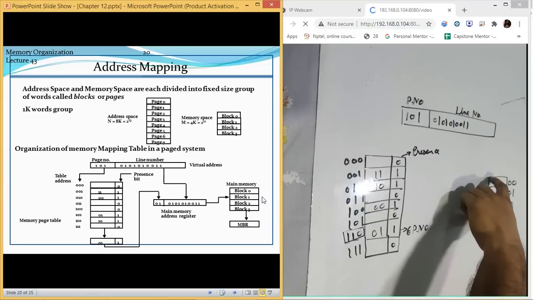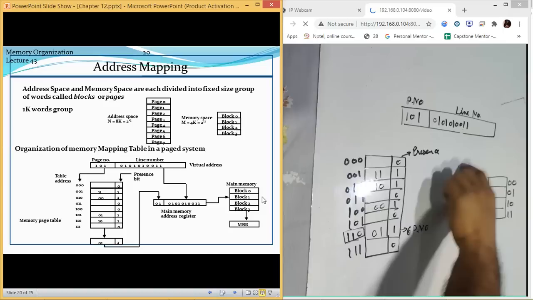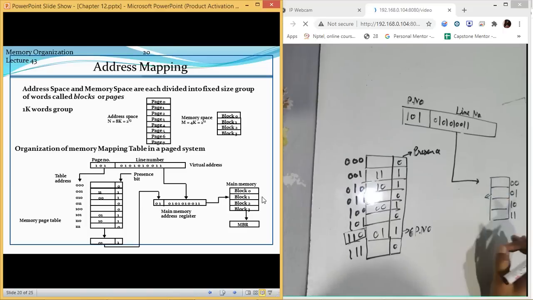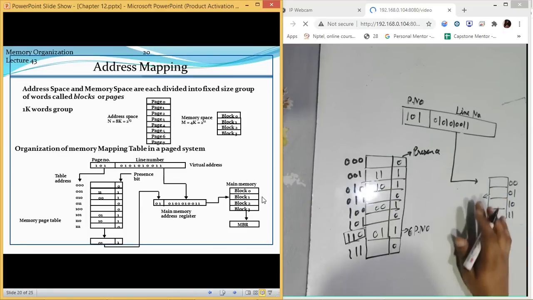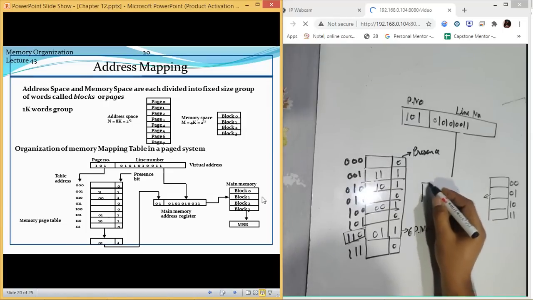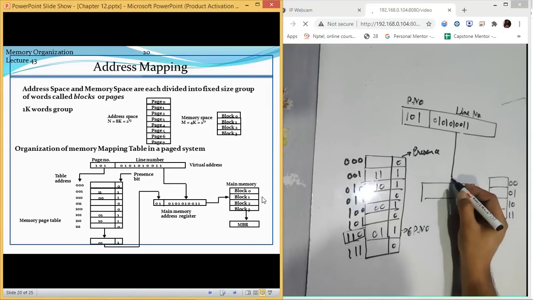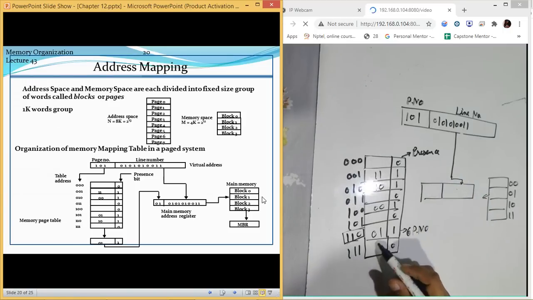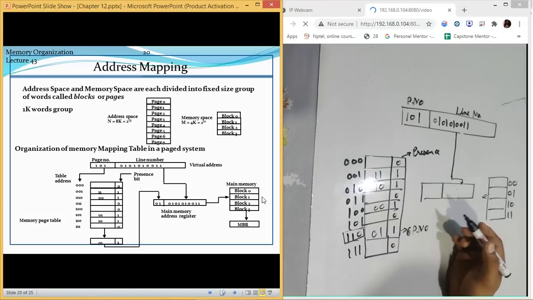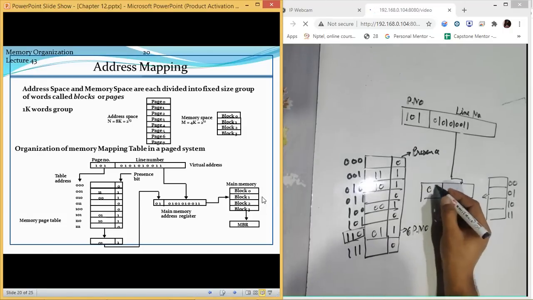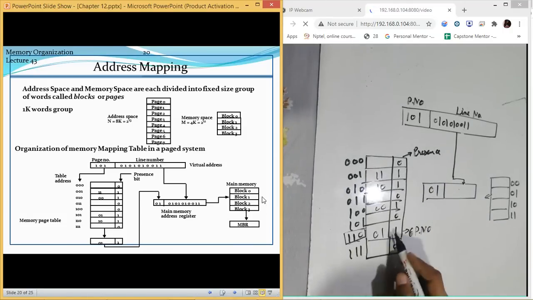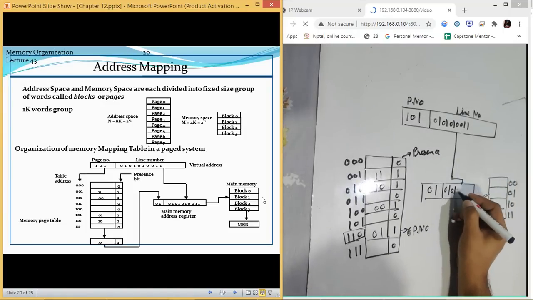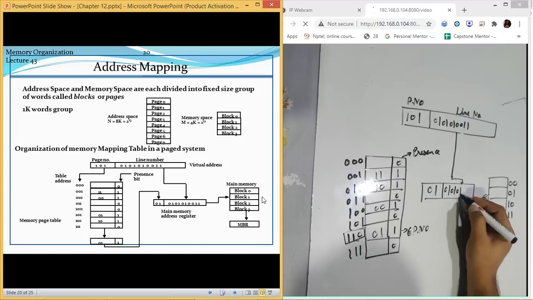Because if we want to search between 1024 words, we can directly use the line number. The line number is going to tell us which word out of 1024 words we are going to search. That is what it is going to tell, the line number. And these bits which we have are going to tell us which block we are going to search for that data. Like if I want to refer to this, it will be in 01, and the word or line number will be the same whichever line number we are talking about.